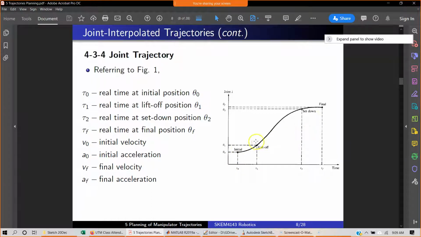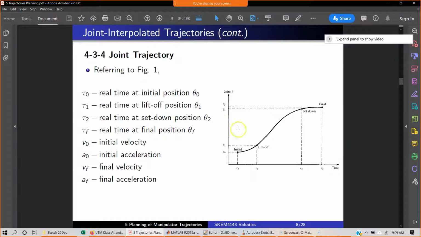We call these the knot points: theta 0, theta 1, theta 2, theta f. The segments are derived such that the whole trajectory is continuous and smooth. Once again, these are the initial position, the lift off position, the set down position, and the final position.